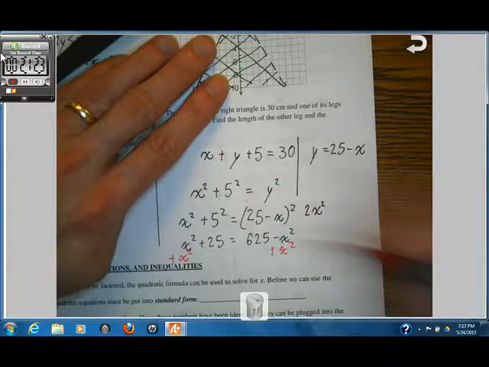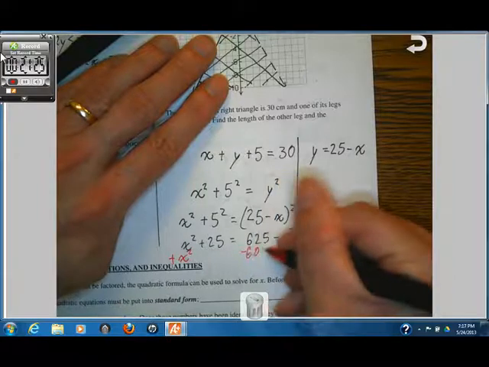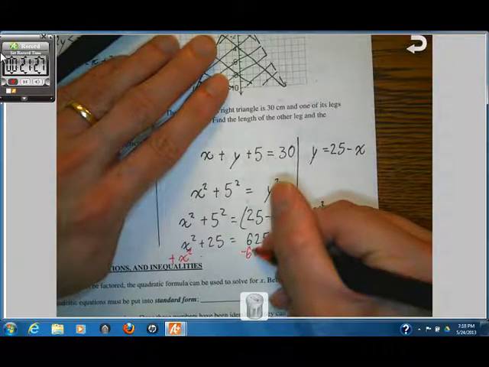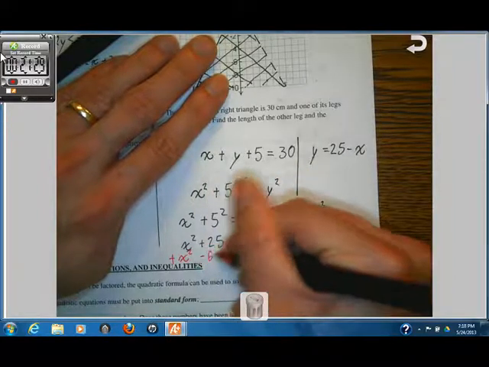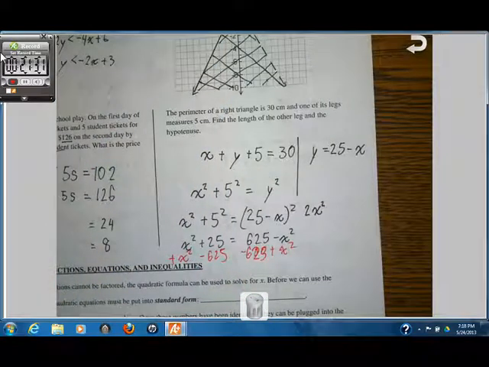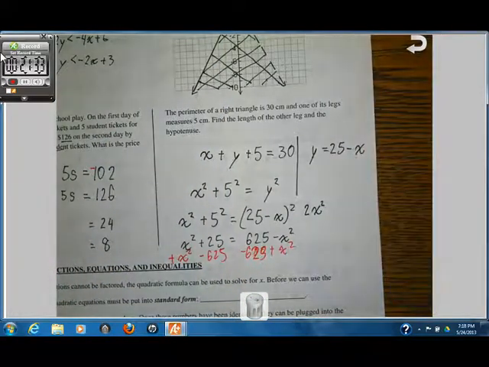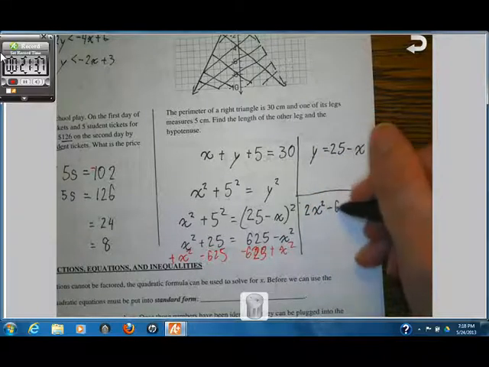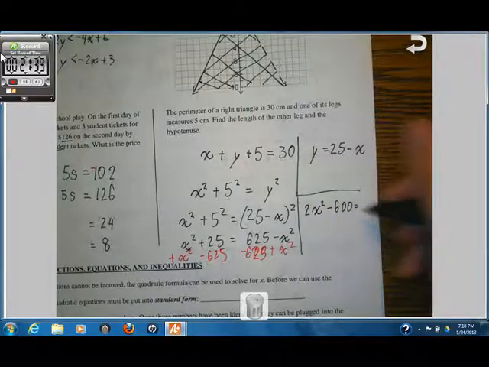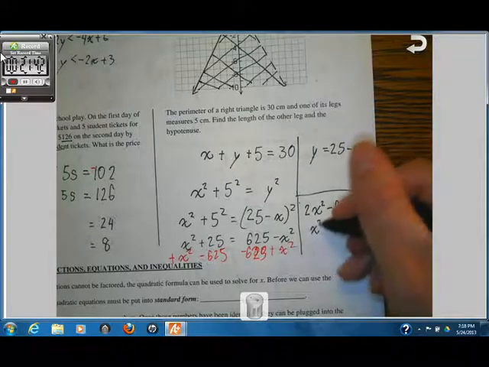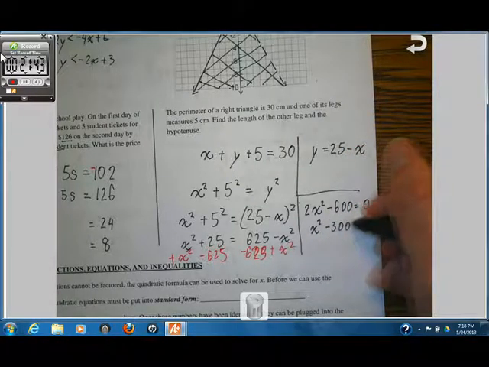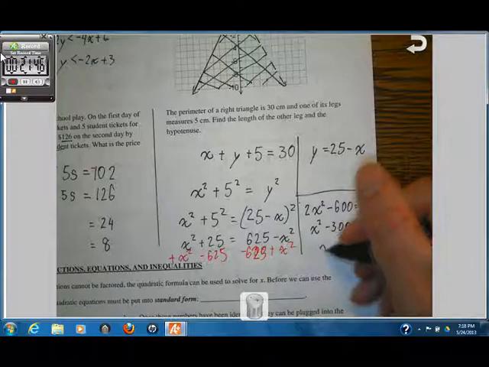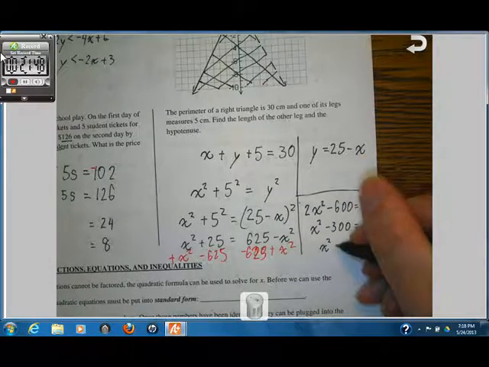Now that I have a value for x, I'm going to plug this value back into here. So the square root of 300 squared is just 300, plus 5 squared is 325. So I now have that y squared is equal to 325, and y is the square root of 325.